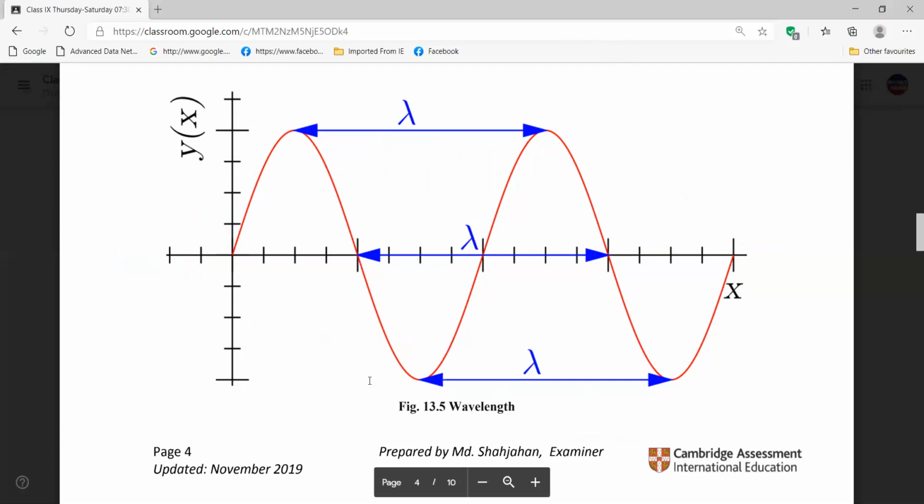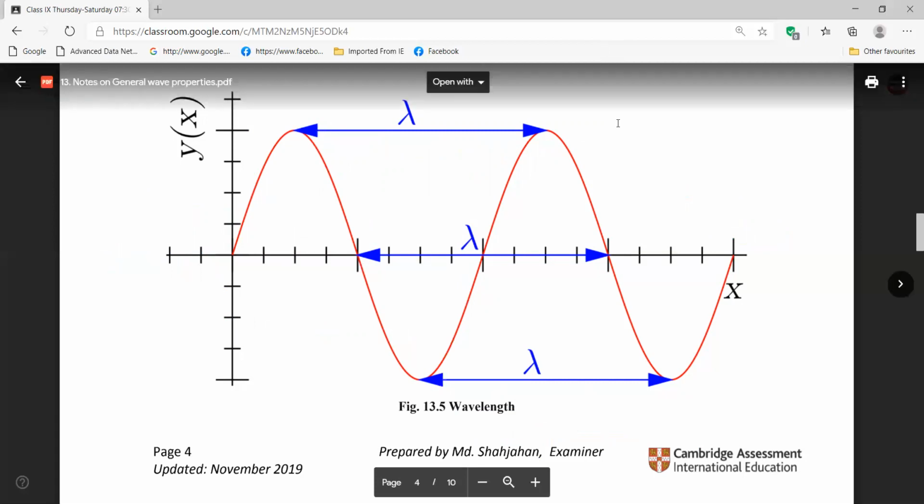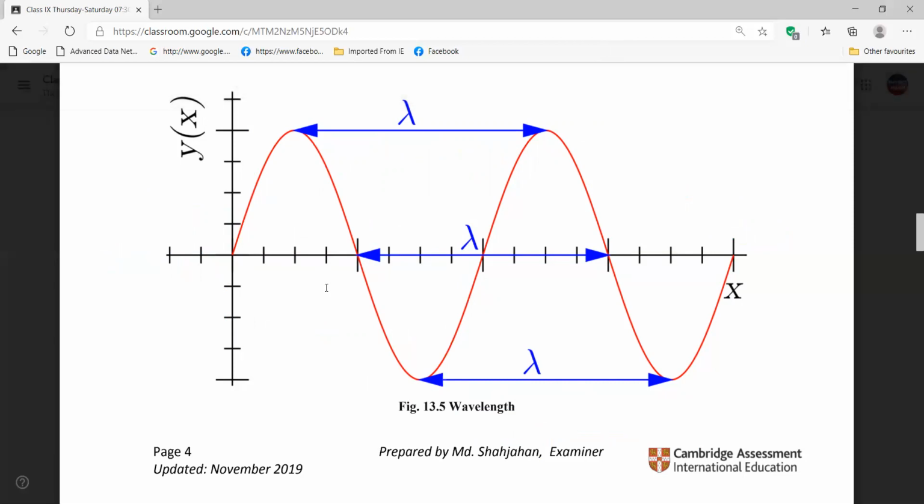Look, in this diagram we showed all. It is from crest to crest, then trough to trough, then the starting of the wave to the end of the wave. All together we showed everything in this diagram. Do you understand?